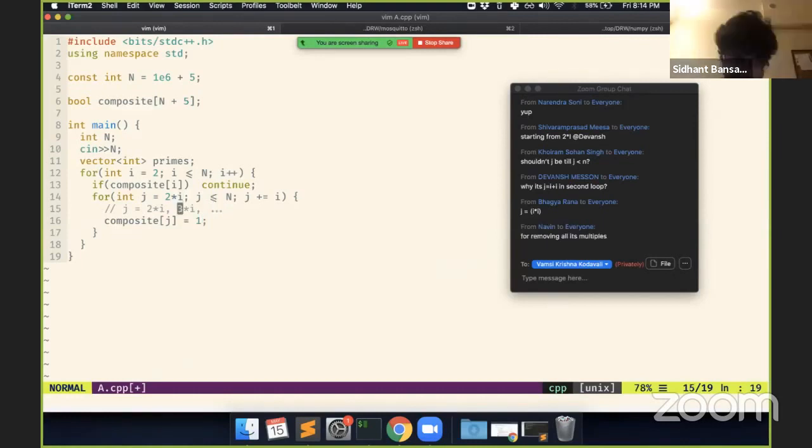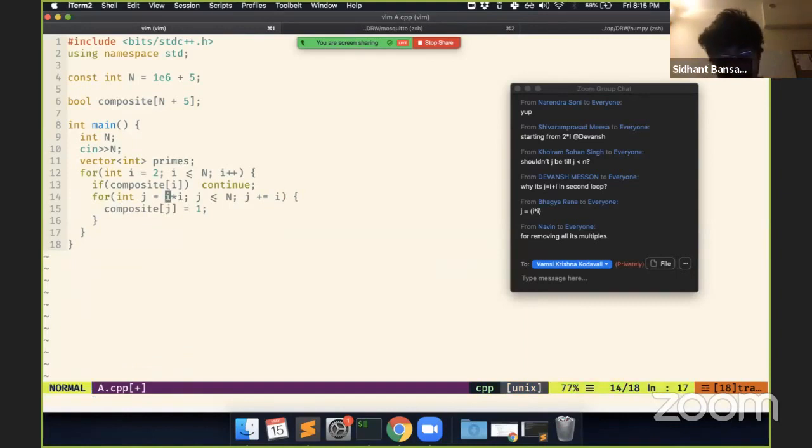You can search on the internet, there are much more efficient implementations of the sieve of Eratosthenes. This is the most basic one, but as far as I know, this never TLEs. I haven't seen people actually getting TLE on this implementation. But Bhagya is correct that there are more efficient implementations. One of them starts this with i square. The idea being that you don't need to start from 2 times i, because some things are already crossed out. I don't want to go into the detail. It's a good hack if you want to know, you can read about it on some Codeforces blog, but we won't go through that.